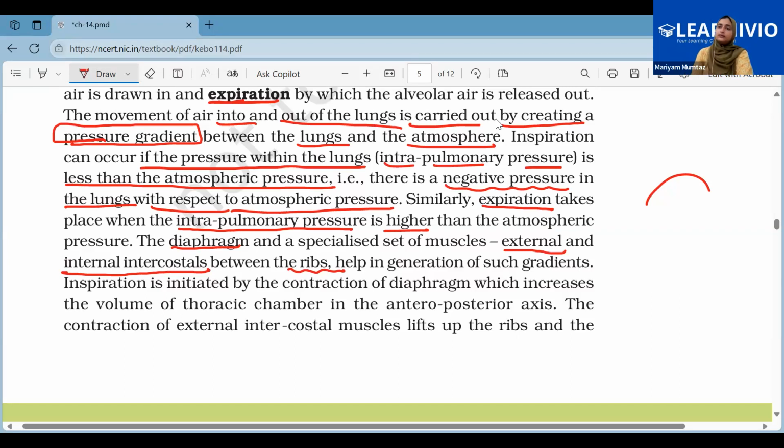Now what does intercostal mean? Inter means in between, costal refers to the ribs. So those muscles that are present in between the ribs are called the intercostal muscles. They can be externally or internally present. And the diaphragm, along with the external and the internal intercostal muscles, helps to create the gradient that we just talked about. The pressure gradient, the volume gradient. Gradient again means a difference in the concentration.